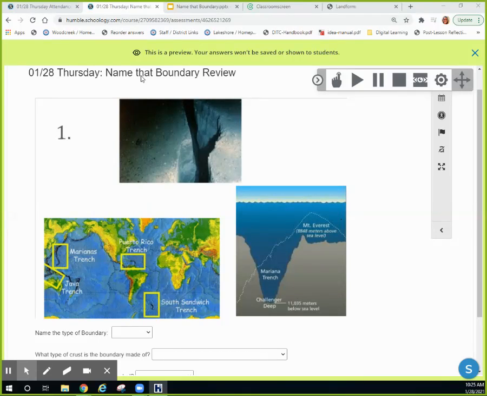So we're completing that Name That Boundary review to refresh our memory on plate tectonics for our test tomorrow. When we look at these pictures, each question is going to have a series of 3, and you have to analyze them. Somebody said they see a really deep crack. Does this look on land, or is this underwater for this first image? What do you guys think this looks like?